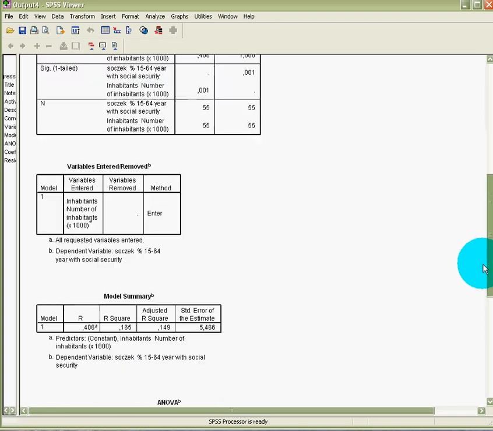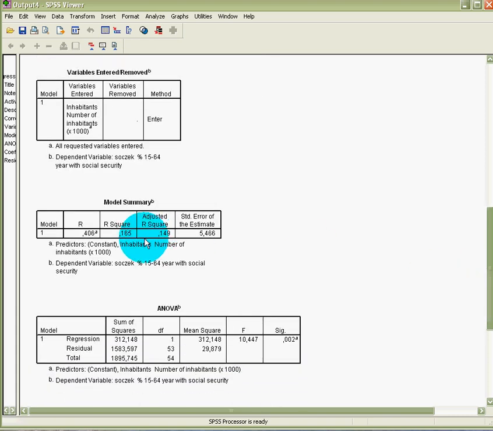Now for the linear regression. First of all, R square, a little over 16%. And how is this value to be interpreted? 16.5% of all variance around the average of SOC-SEC, the people living on social security, is explained by the variable, the number of people that live there.